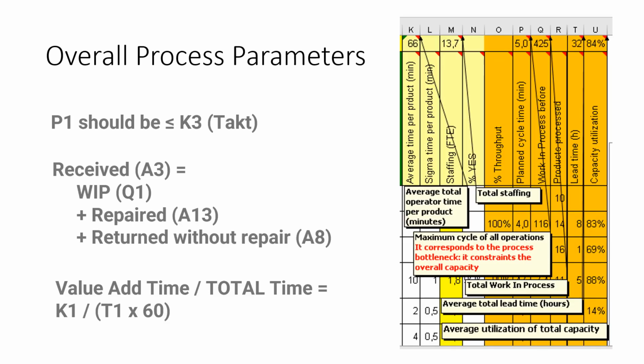Products received for repair, products repaired, and products returned without repair are shown in column A. Total values for columns K to U are shown in row 1. K1 is the average value add time, total process time, per product. M1 is the total staffing in the line, full-time equivalent. T1 is the total lead time, in hours, the average lead time as seen by the customer, not including the customer contribution. U1 is the overall line capacity utilization.